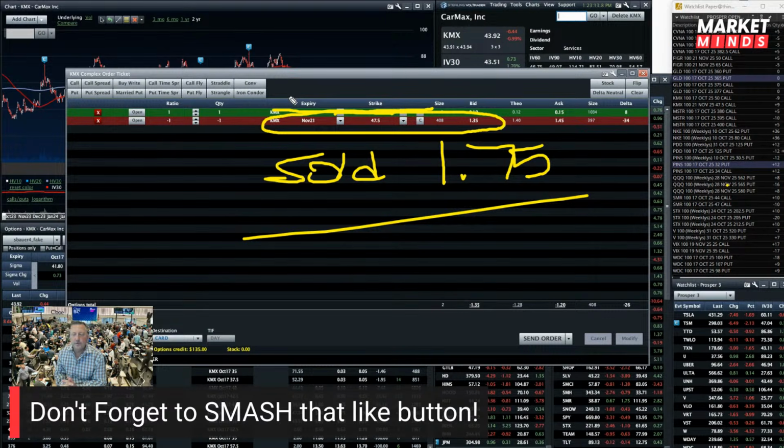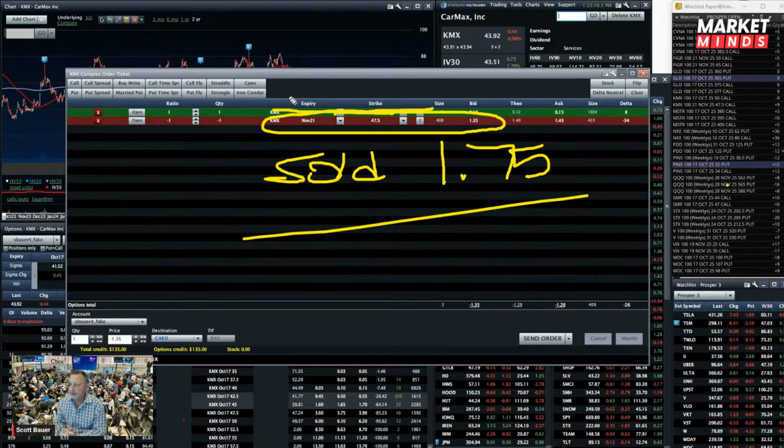That is absolutely 100% accurate, Kevin. That is why we don't sell calendars or diagonals. As much as we may want to when there's an opportunity, if implied volatilities were out of whack for some reason, we don't do it because the clearing firm, your brokerage firm, treats this as if you have a naked option because the option you sold is longer out in time than the option you bought.